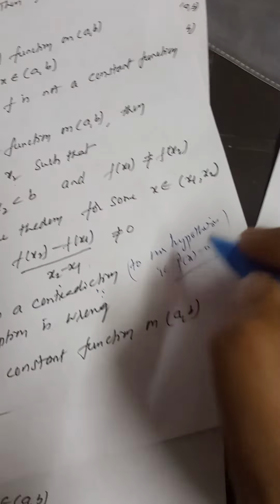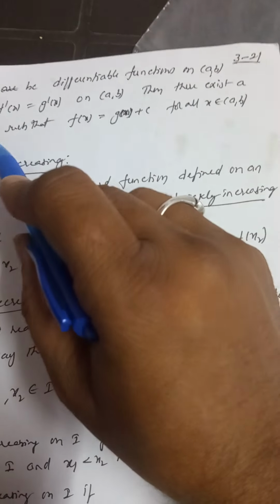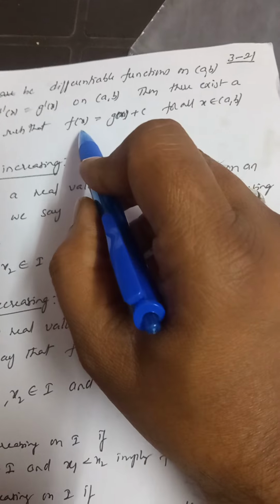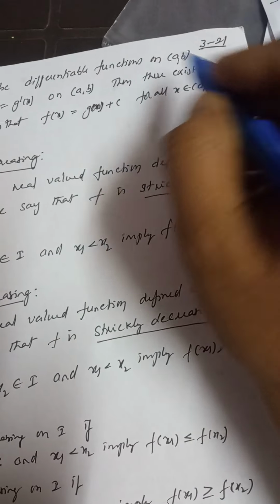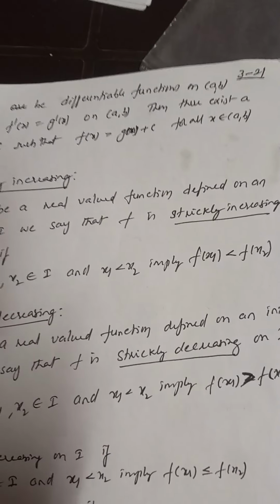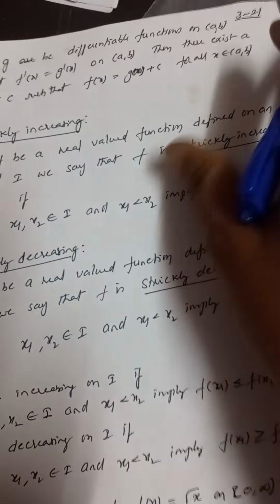Next, there are some definitions. Let f and g be differentiable functions on the open interval (a, b) such that f'(x) is equal to g'(x) on the open interval (a, b). Then there exists a constant c such that f(x) is equal to g(x) plus c for all x belongs to (a, b). That means we can derive one function from another function by adding some constant, right? If f'(x) is equal to g'(x), right?